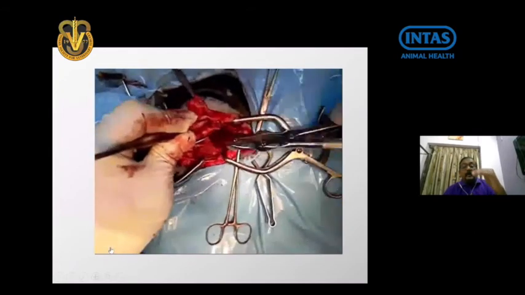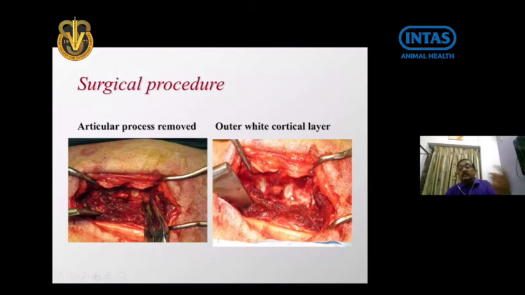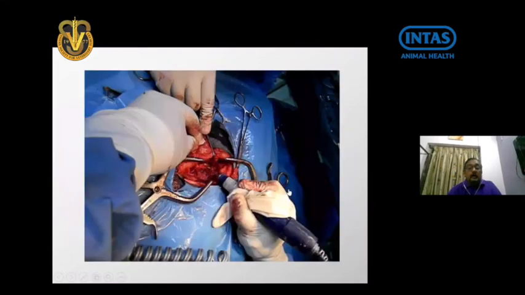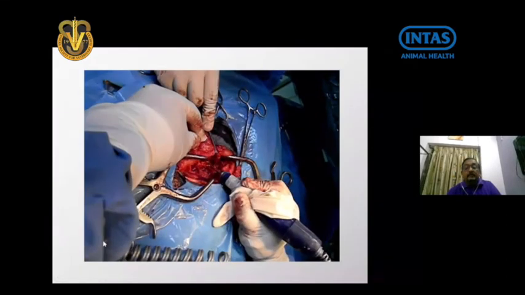You have a white, red, and white. So you have the outer cortical layer. Once I have removed it with the rongeur, you have a very clean outer layer. Then I'm going to start burring this.